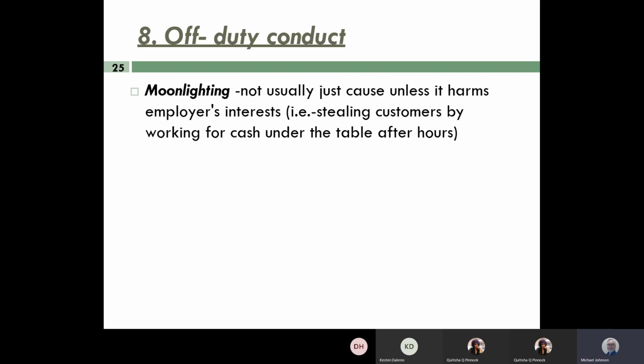Off-duty conduct, once again, moonlighting. Now, this does not mean that you go grabbing the moon and trying to light your way. Not usually just cause, unless it harms your employer. You may actually be working somewhere else. This is what moonlighting really does define: stealing customers by working for cash under the table. This does help, hurt, I should say, your employer.